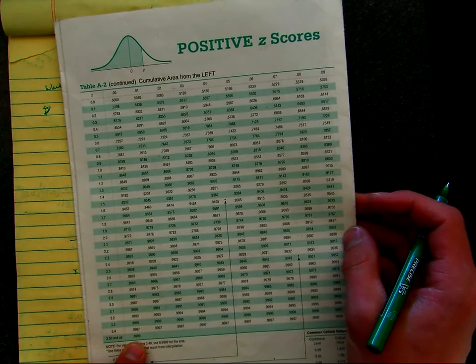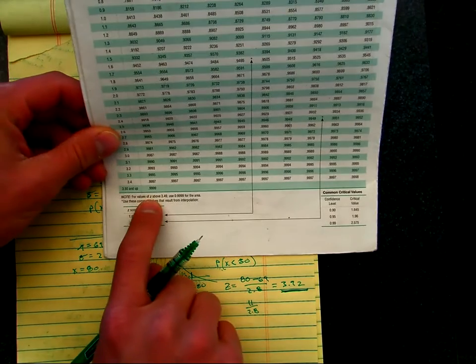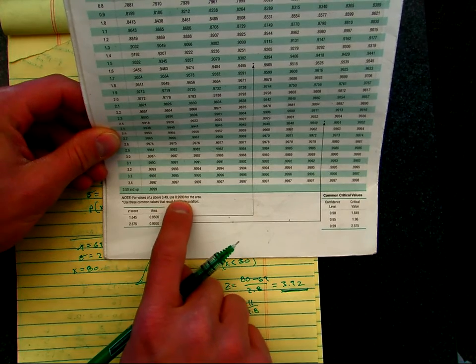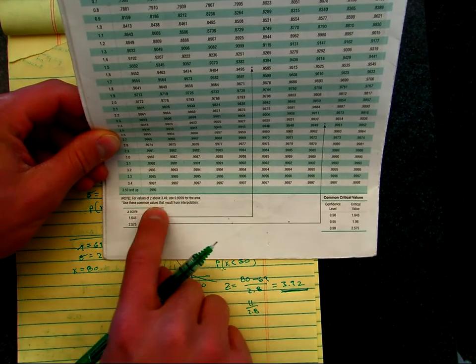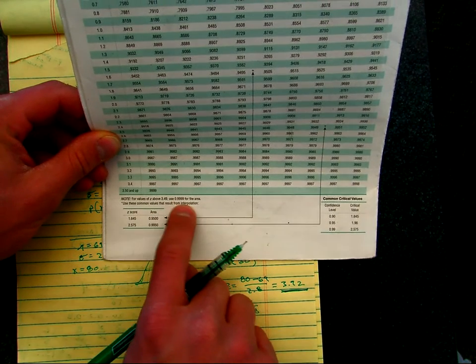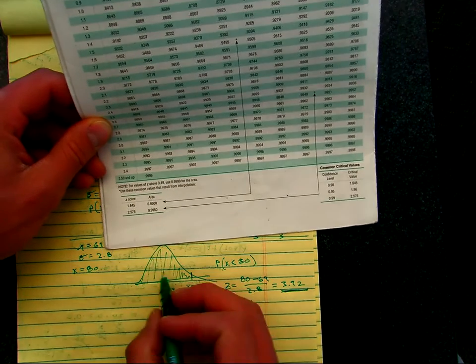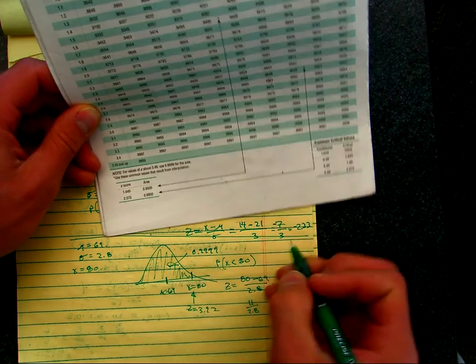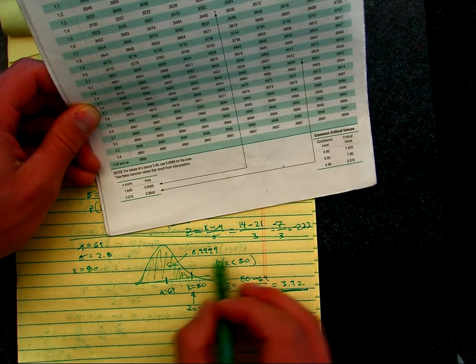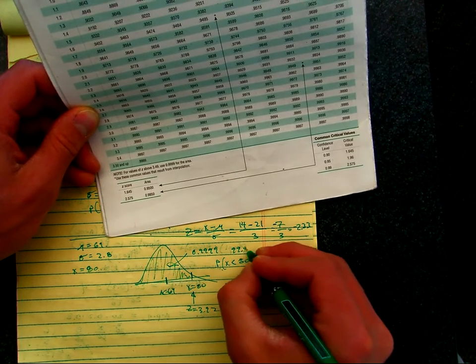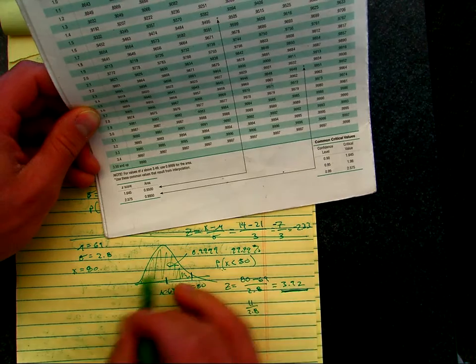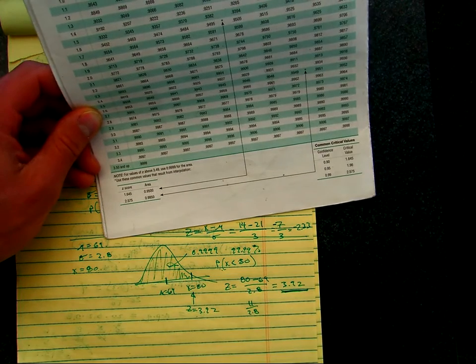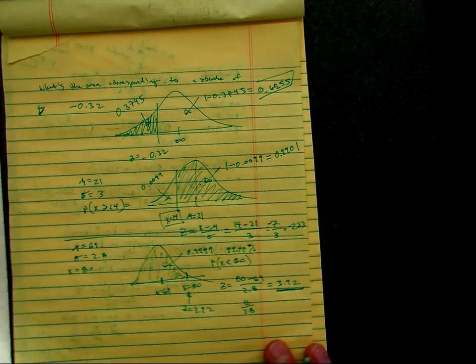Uh-oh, it's really small, which basically means, note, for values of z above 3.49, use 0.9999 for the area. Use these common values for that result from interpolation. So in other words, in this case, about 0.9999 of the population will fit there. In other words, 99.99% will fit underneath the 80-inch door. Pretty cool. All right.